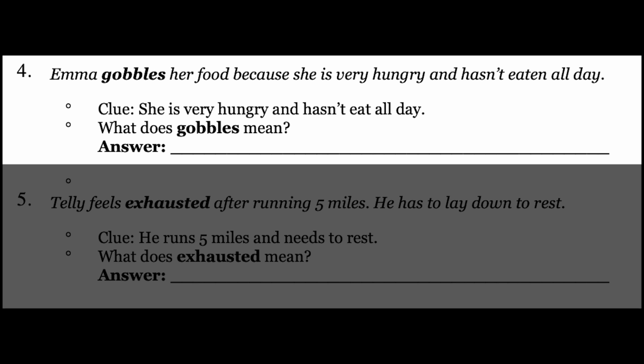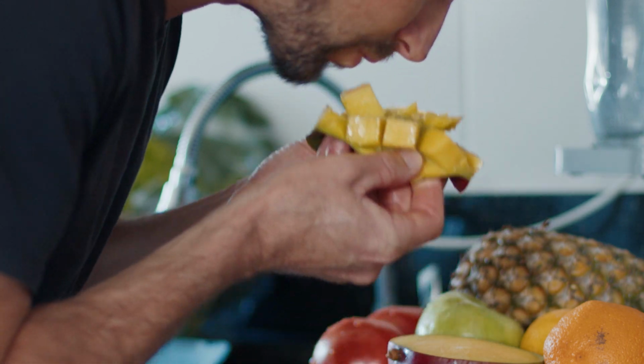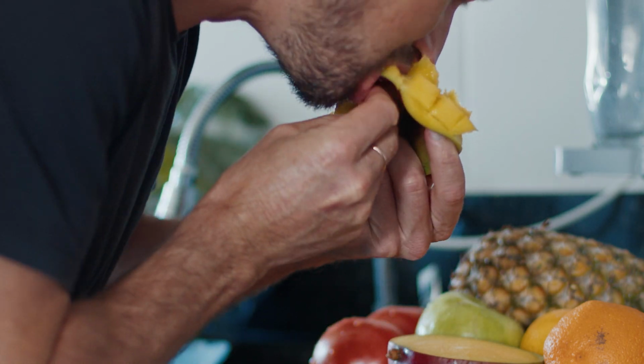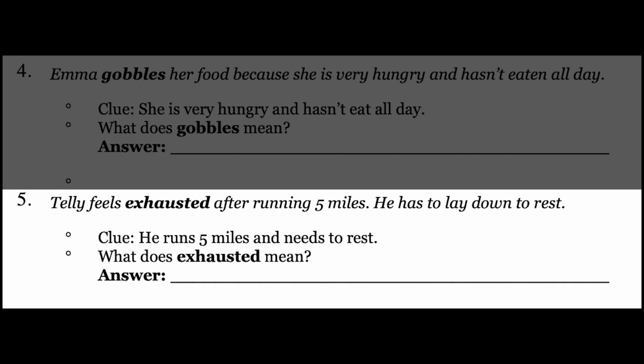We can assume Emma is very hungry, right? So the question is, will she eat her food quickly or slowly? Probably quickly, right? So we can write gobbles means to eat something quickly. Okay, we're now up to number 5.